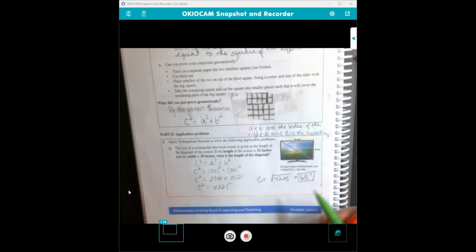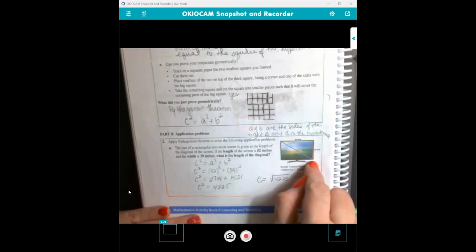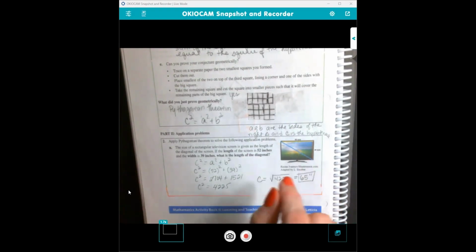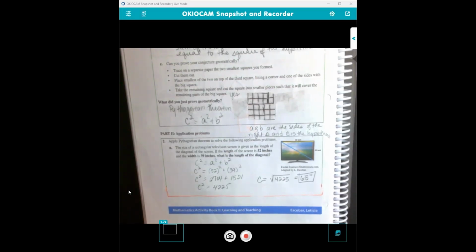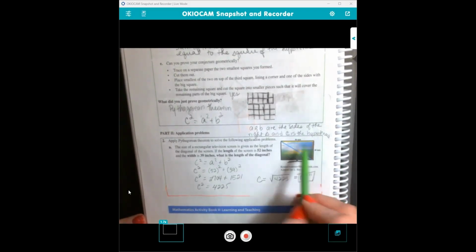Now, all of these that are on this page are in the next page on the top. They're just application problems for the Pythagorean theorem. So when you buy a TV, all those rectangular TVs basically tell you the distance of the diagonal, okay? It's a rectangular screen. So if we have the length and width of the screen, then we can find the diagonal. And that's what we did here.